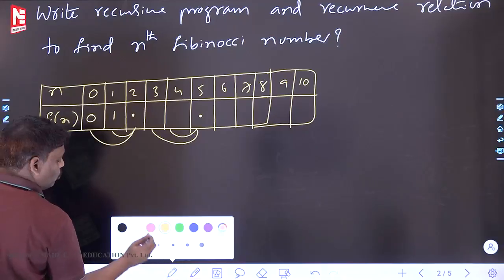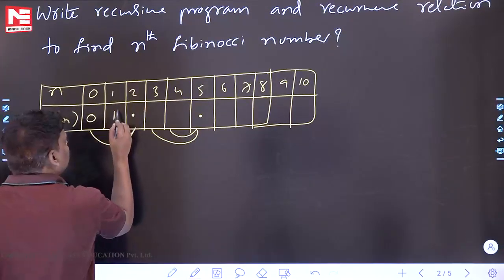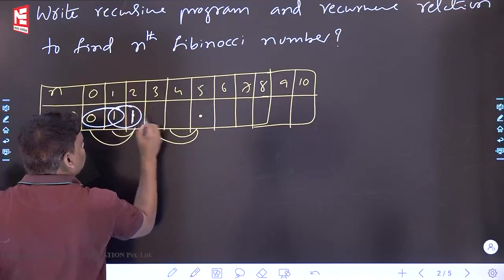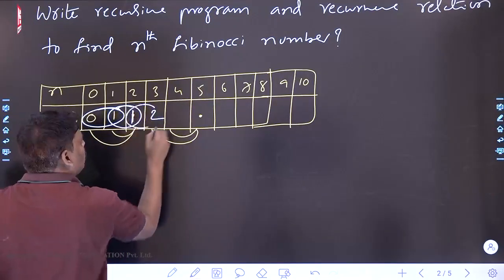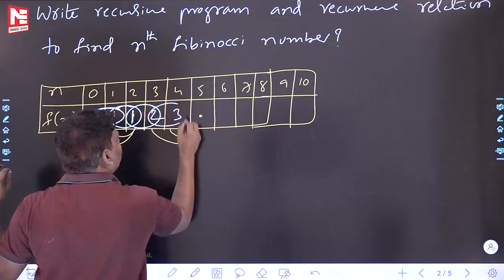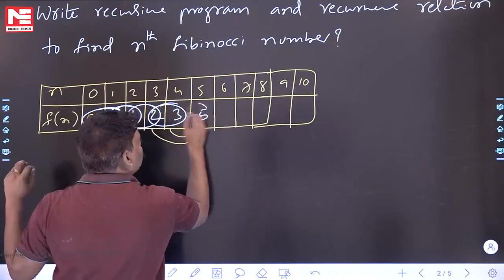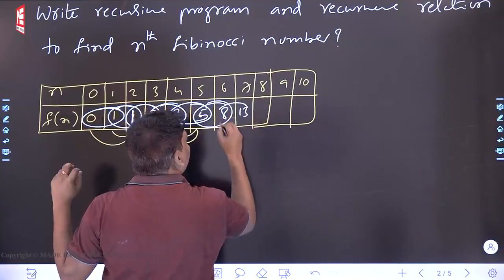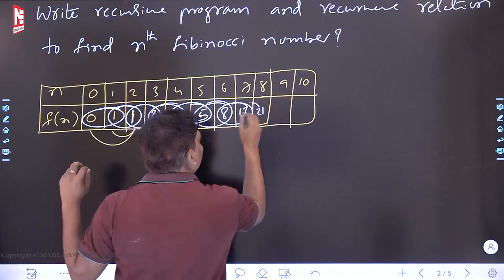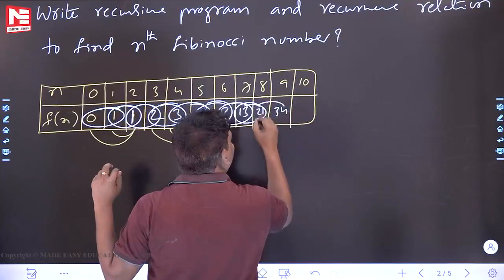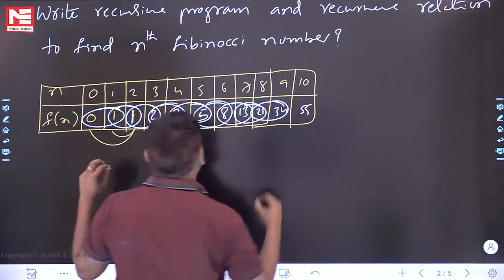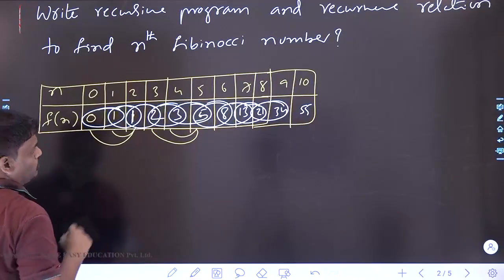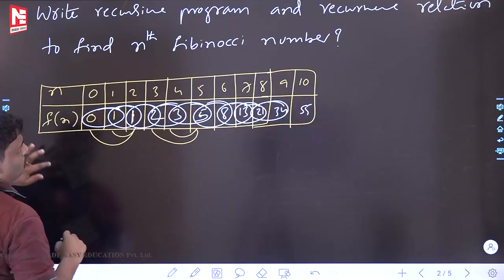Now see what about the remaining. Fibonacci of 2 is equal to the sum of the previous 2, so 1 will come. Fibonacci of 3, previous 2. Fibonacci of 4, previous 2. Fibonacci of 5 is 5. Fibonacci of 6 is 8. Fibonacci of 7 is 13. Fibonacci of 8 is 21. Fibonacci of 9 is 34. Fibonacci of 10 is 55. Like that, the Fibonacci of any number is equal to the sum of the previous two terms. This is the Fibonacci series.